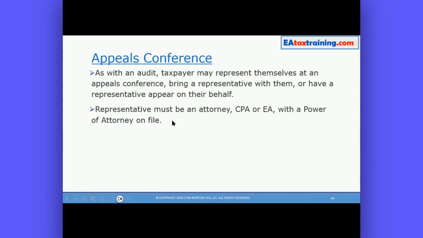As with an audit, when you have an appeals conference, you're going to meet with the appeals people. The taxpayer can go themselves, or they can have you with them, or they can just send you in their place. And of course, it has to be one of the people we talked about before, an attorney, a CPA, or an enrolled agent with a power of attorney on file.